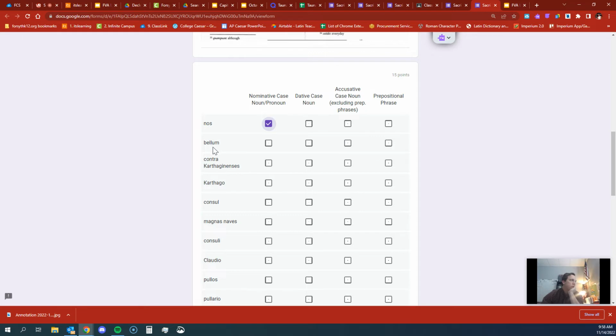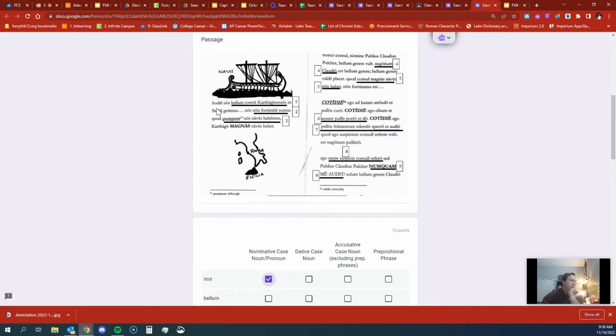Bellum, it's second declension neuter, so it could be nominative or accusative. If you look at it in the sentence, it's that first sentence right there. Today, we are waging war against the Carthaginians in Sicily. So we know it could be nominative or accusative. Nominative meaning it's doing the action. Accusative meaning it's receiving the action, which here is to wage.